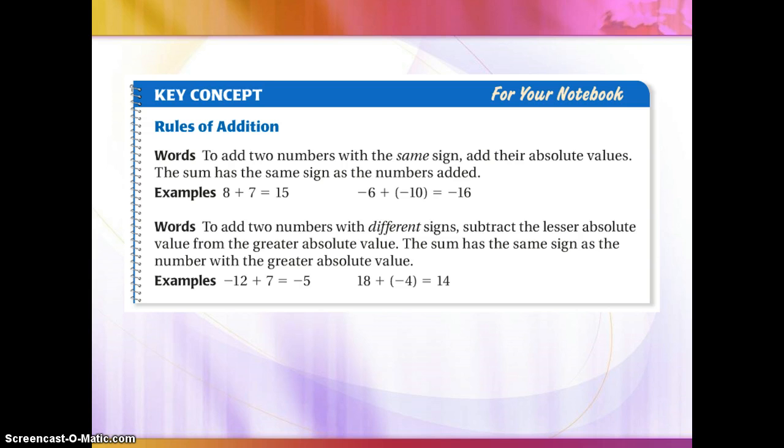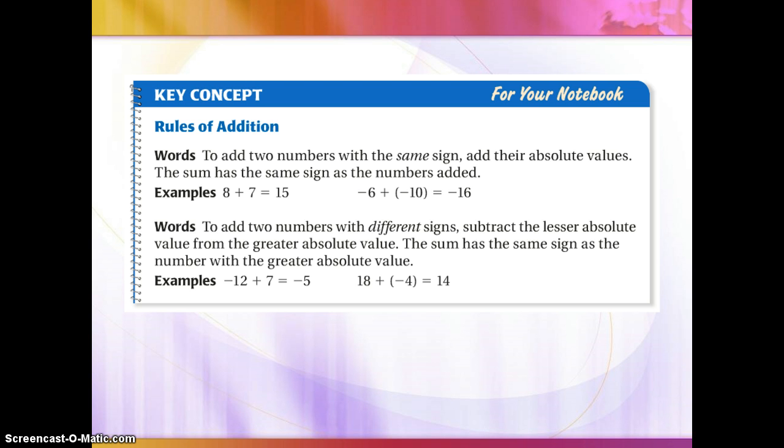So in words, you will read some examples that say, to add two numbers with the same sign, add their absolute values. The sum has the same sign as the numbers added. So examples, if we were to add 8 plus 7, we get 15. So 8 was positive, 7 was positive, so our sum is also positive. When adding two negative numbers, such as negative 6 plus negative 10, the answer is negative 16. You add the absolute values and you keep the same sign.